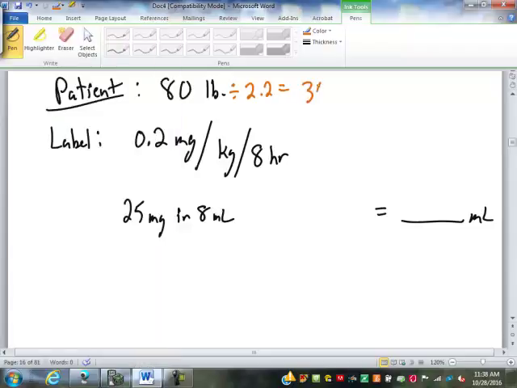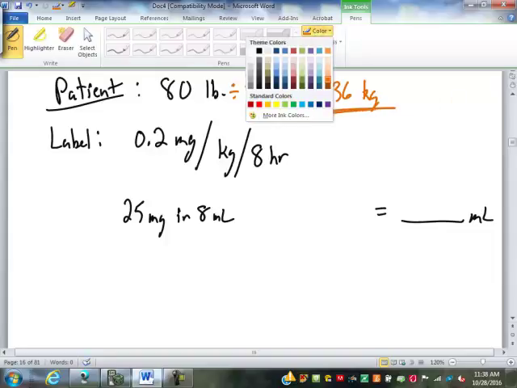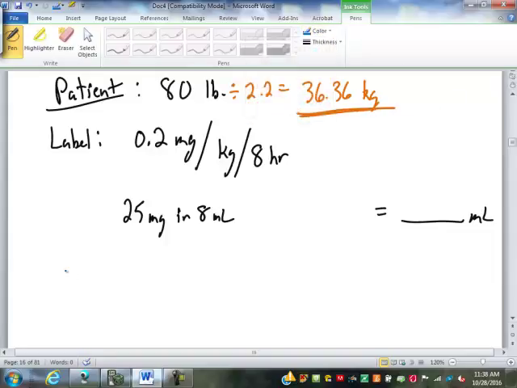36.36 kilograms. So now we're going to take our weight, 36.36 kilograms, over 1, and we're going to use our dosage here to convert that.